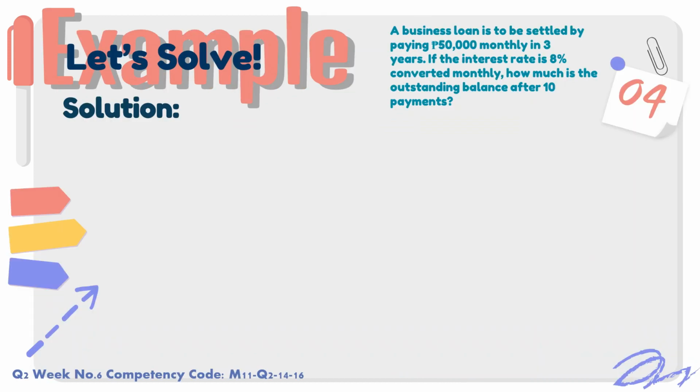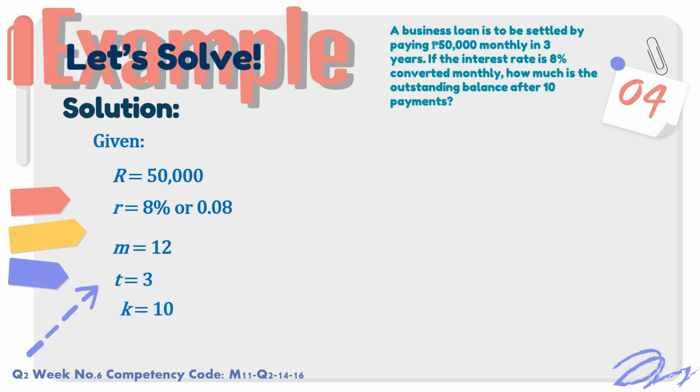To solve example number 4, let us identify first the given. Capital R is 50,000. Small r is 8% or 8 hundredths. M is 12 because it's monthly. T is 3. Then K is 10 after 10 payments. I is equal to r over M, which is 8 hundredths over 12.